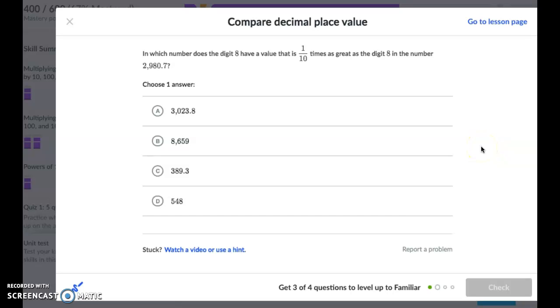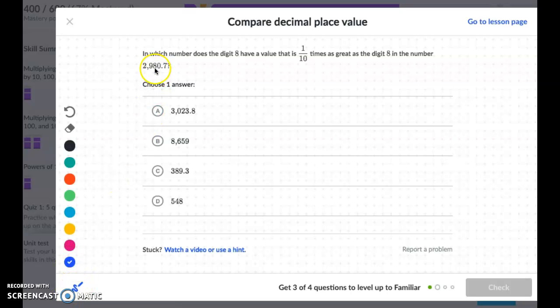In which number does the digit 8 have a value that is 1/10 times as great as the digit 8 in the number? So what we're looking at here is this 8 in the tens column. If we want it to be 1/10 as great, well, if we move that 8 over to here, it's going to be 10 times greater. We don't want 10 times greater, we want 1/10. So that means that 8 has to be in the ones column right here. So down below, we're looking for a number that has an 8 in the ones column. This has a 3, this has a 9, this has a 9, and this has an 8 in the ones column. So D is going to be our best choice.